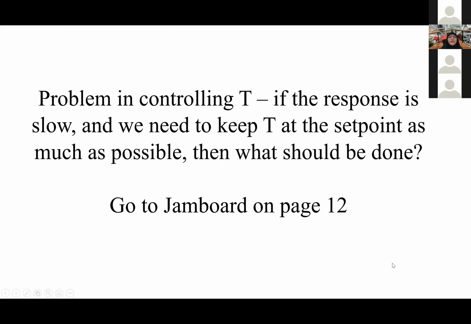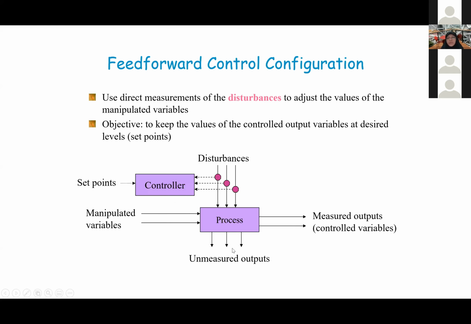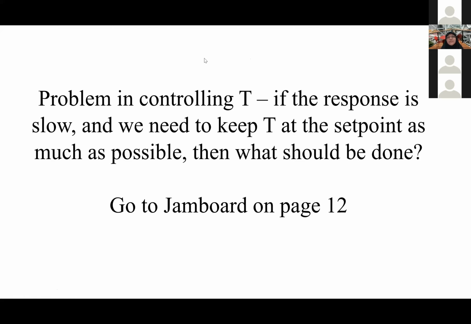Now, the problem in controlling the temperature is that temperature is known for slow response, because the heat has to be dissipated in the liquid volume. So if we need to keep the temperature at the set point as much as possible, we don't want the temperature to go off from the set point for a long time. What should we do? So if you go to Jamboard on page 12, look at Jamboard on page 12.